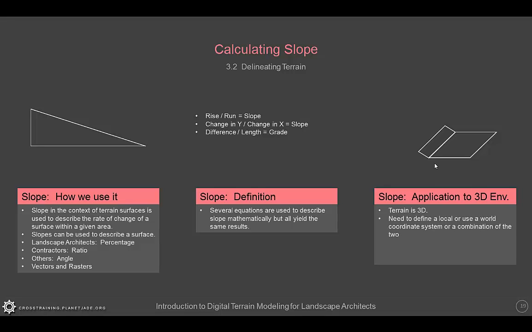So we need to define a local or use a world coordinate system, or a combination of the two, which will be helpful so that we can better describe the surface. So let's go ahead and throw in a 3D coordinate system, because recall that terrains are 3D. And we will assume that our plan view, so if we're looking down at this terrain, will be our XY plane for the sake of our discussion from this point on going forward. And that Z will represent elevation change, as we see here in this example.